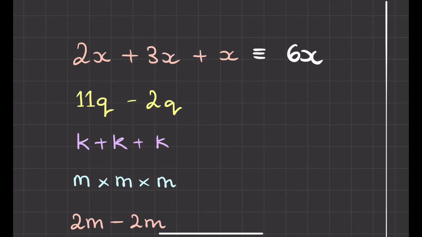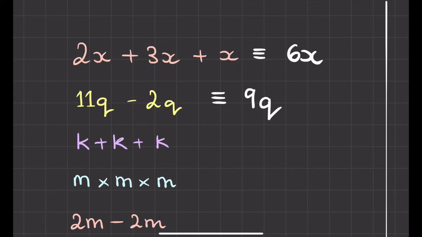Right, the next one, we've got 11 groups of q, and then we take away 2 q's. So if I had 11 groups of q and then I took away 2 groups, how many would I have left? I'd have 9 groups of q left.